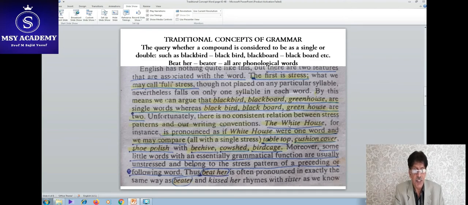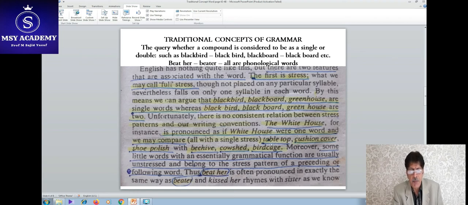So there is no consistent relation with stress pattern. It has been shown that stress pattern is not under a particular rule in the English language. It depends upon the speaker, what the speaker prefers and whether he opts to focus on the first or the last stress. Similarly, the White House: the is almost missing in speech. The White House is pronounced as if it were one word, where the is missing.